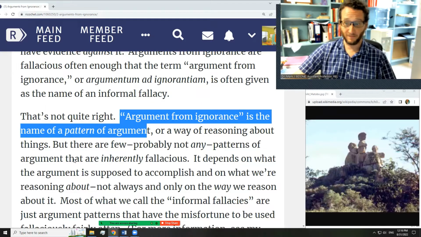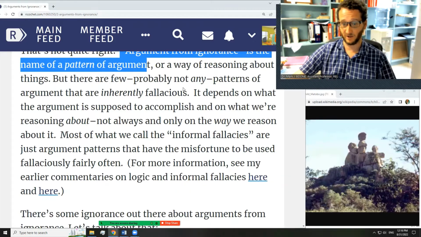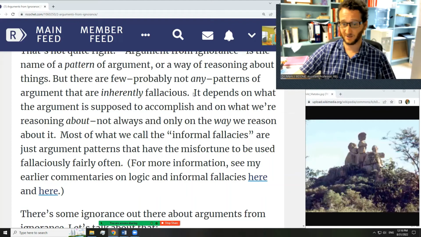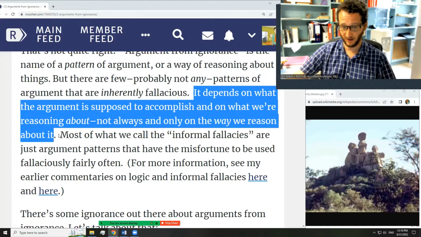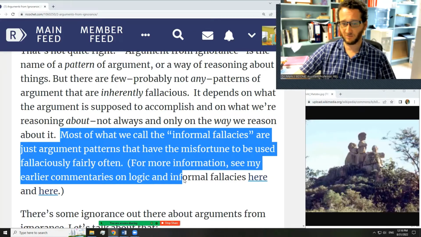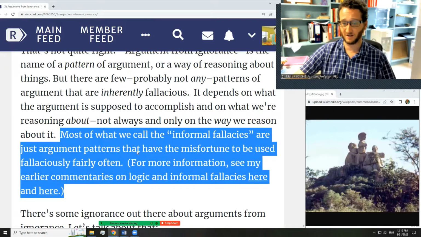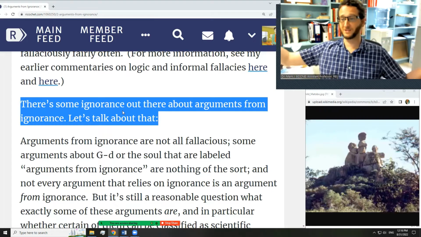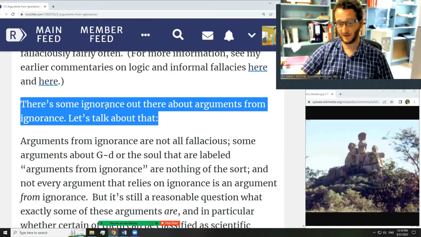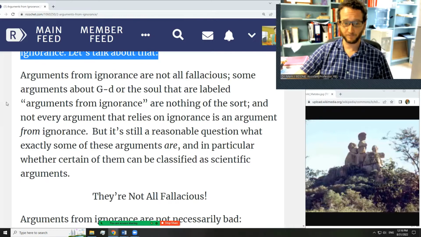Argument from ignorance is the name of a pattern of argument, a way of reasoning about things, but there are very few patterns of argument that are inherently fallacious. It depends on what the argument is supposed to accomplish and on what we're reasoning about, not always and only on the way we reason about it. Most of what we call the informal fallacies are just argument patterns that have the misfortune to be used fallaciously fairly often. And there's some ignorance out there about arguments from ignorance, so I wanted to clear it up in this Ricochet post and now in this video.